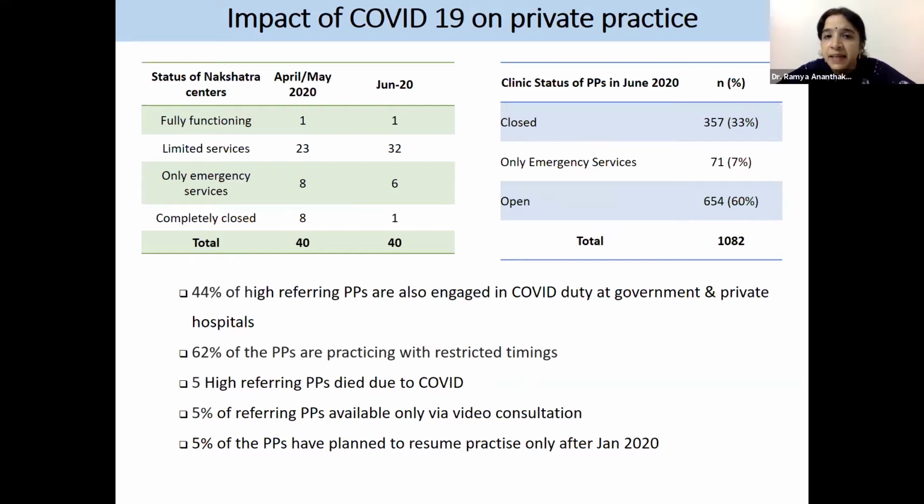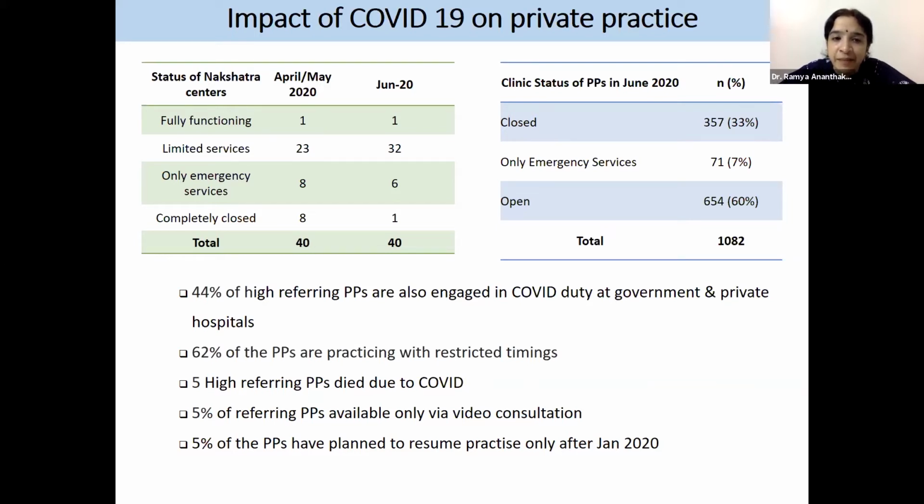And we did a dipstick analysis of what is the practice of the private practitioners in June 2020. And we found that about 1/3 of them were closed and another 7% was only open for emergency services, and 60% were open. And even the 60% that were open mostly had restricted timing for seeing patients, which actually put a lot of the patients into difficulties, and also teleconsultations was only practiced in some of these clinics. So the impact was huge in terms of patients who wanted to come for follow-up.